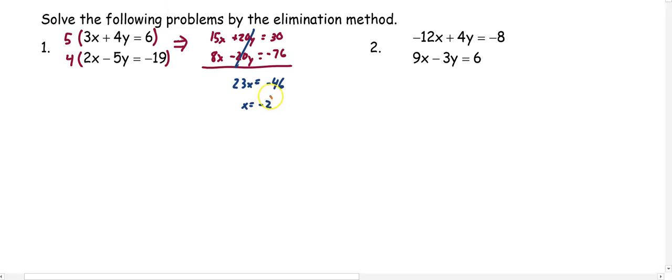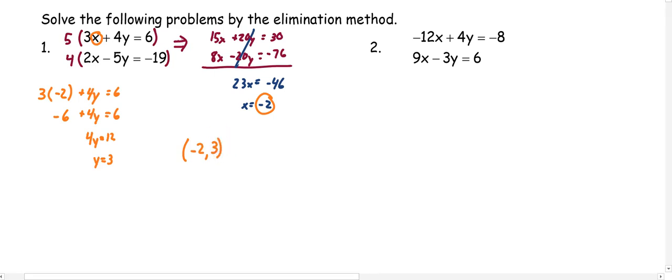Once we know x is -2, we need to substitute back into one of the equations. So I'm going to substitute back into the first equation this time. So I'm going to put x into the first equation. So I get 3 times -2 plus 4y equals 6. Well, 3 times -2 is -6, plus 4y equals 6. We can add 6 to both sides, so 4y equals 12, and divide, y is 3. So our ordered pair would be -2, 3.